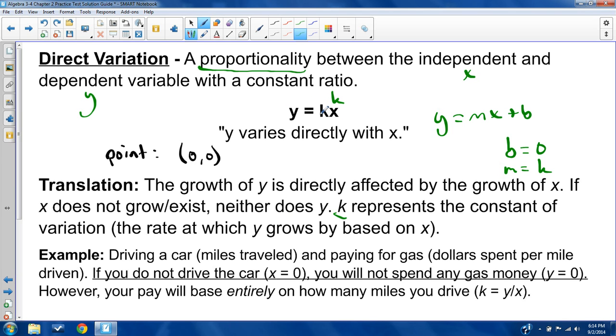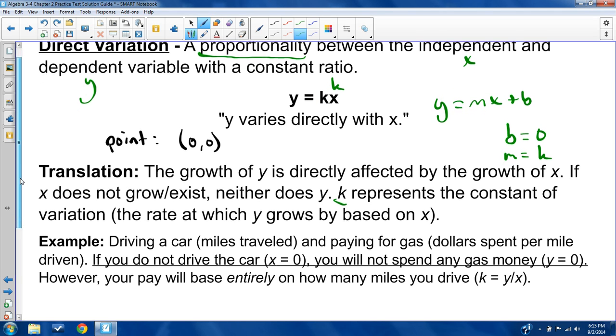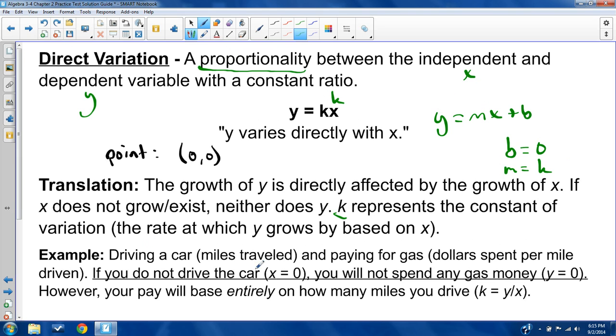So the whole idea behind that is it really is your slope, but we talk about rates in word problems. An example, this isn't the problem I'm going to do, but an example that we've seen before is driving a car, how many miles you travel, and paying for gas, how many dollars you spend per mile driven. So your K is dollars per mile. That's the rate, the constant of variation, how much you vary by.